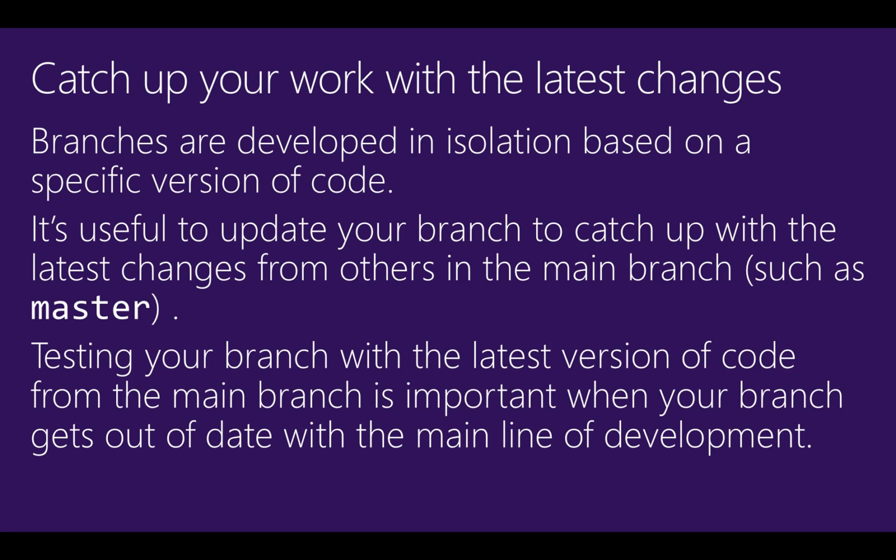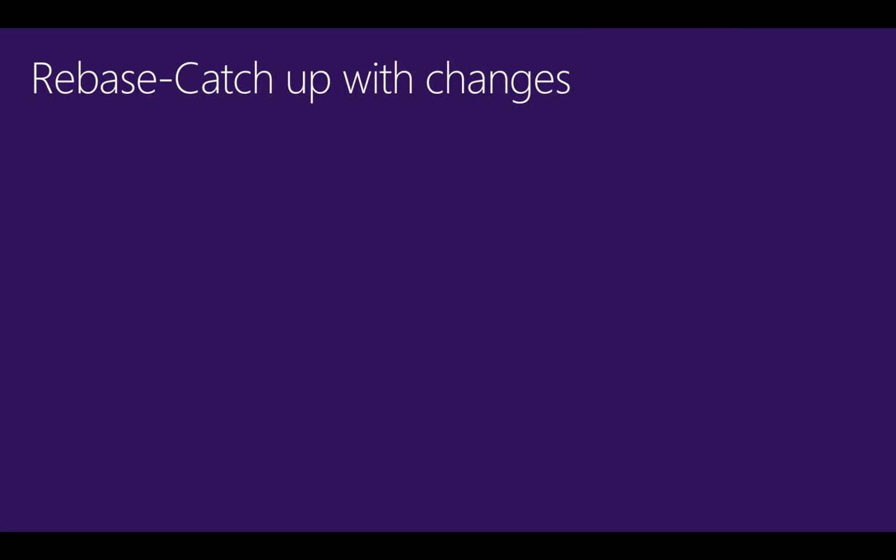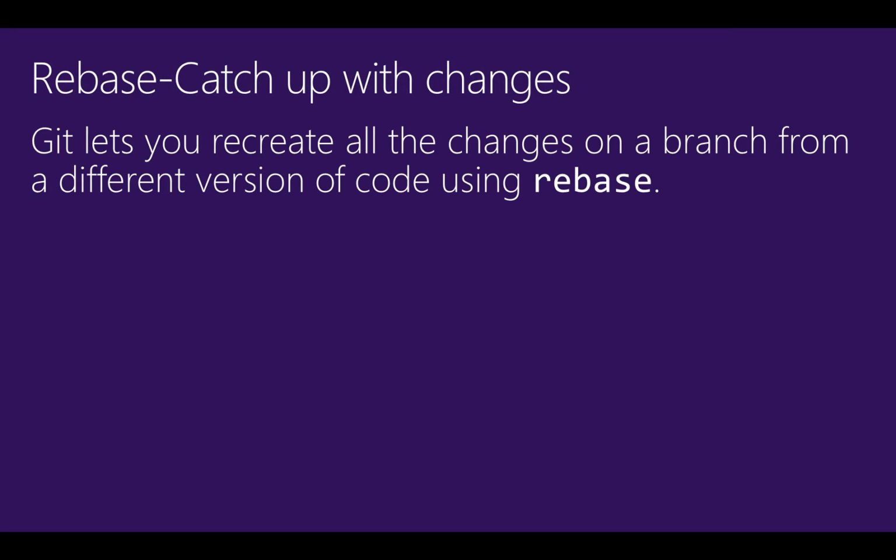You might want to catch up with the code from the main branch to make sure that your feature works with the most recent version of your team's code. Rebase lets you do that. Rebase takes all the work you've done in a branch and changes the history of that branch so that your changes are based off a different version of code.